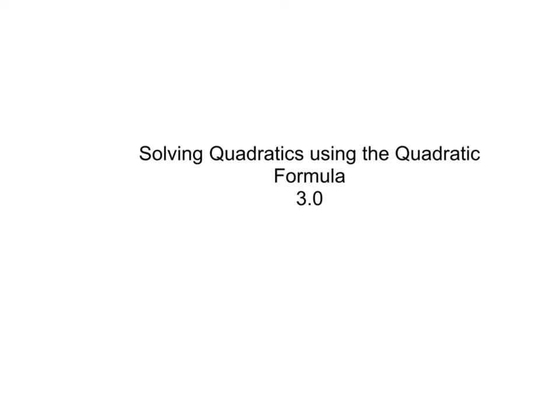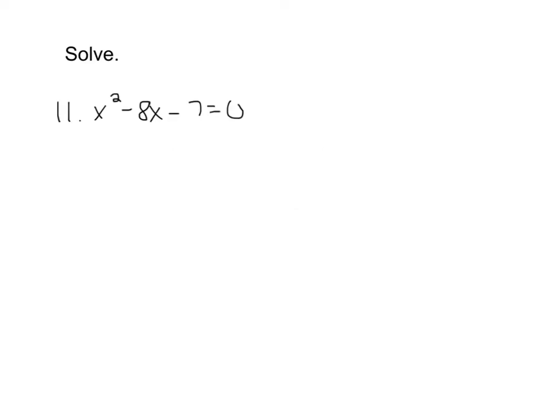Let's talk about the 3.0 objective, solving quadratics using the quadratic formula. Here's number 11 on your review. It's important when you're using the quadratic formula to make sure that one side of your equation equals 0, which we already have on this example. So now we just need to identify our a, b, and c.